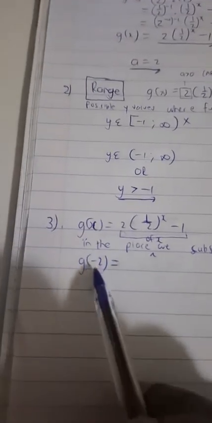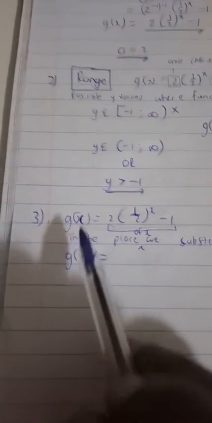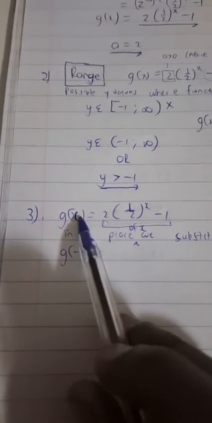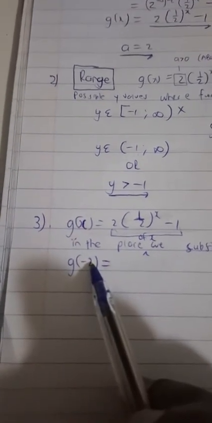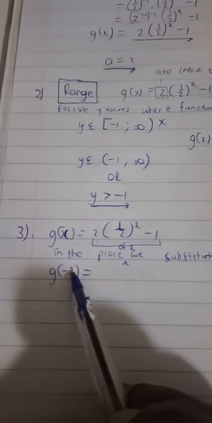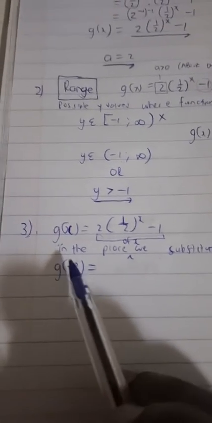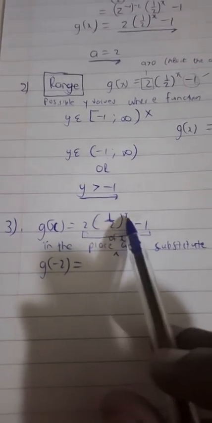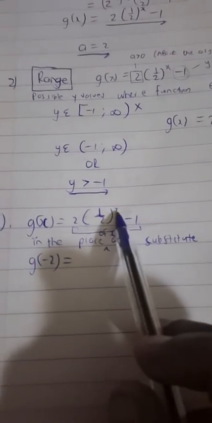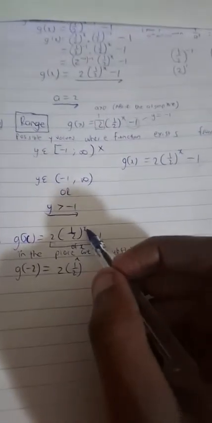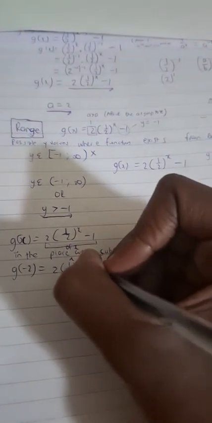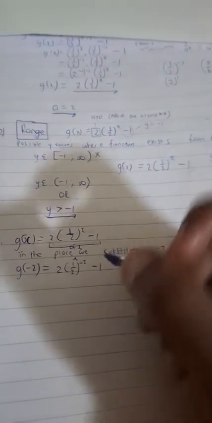It's like we are giving this g of x an instruction: hey x, take negative 2, will you? And the function says, yes, thank you so much for giving me negative 2, I will now substitute it in the place of x on the right. So let's rewrite this: 2 to the power of a half, and in the place of x we write negative 2 minus 1.